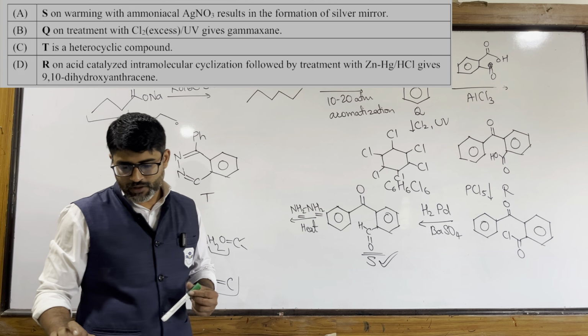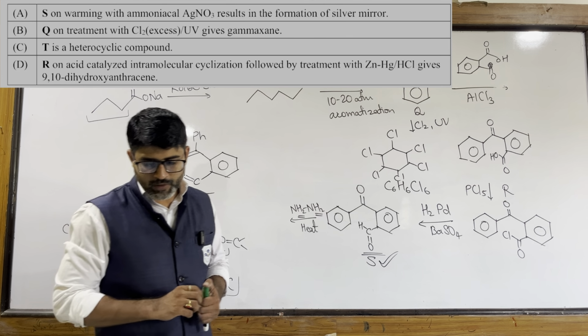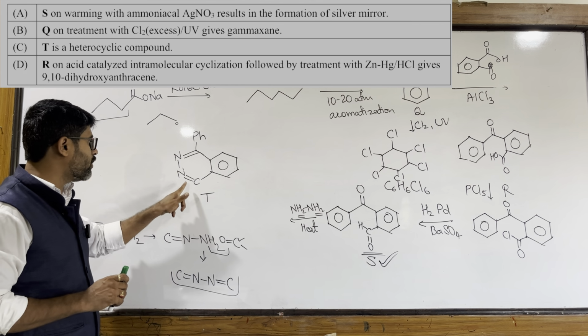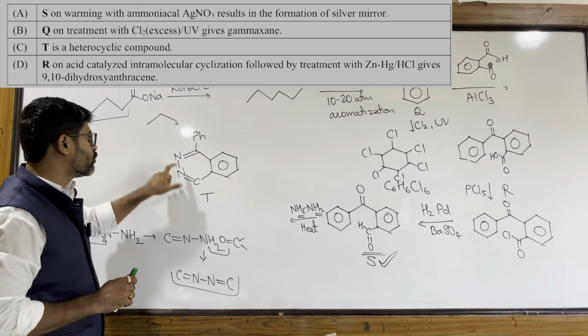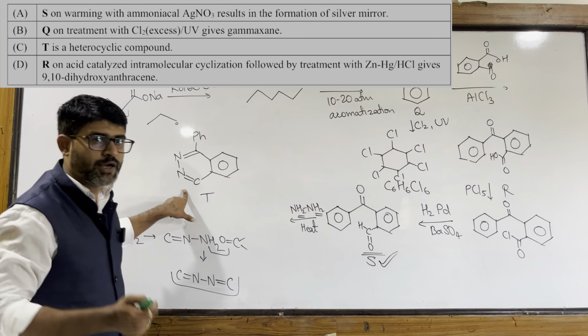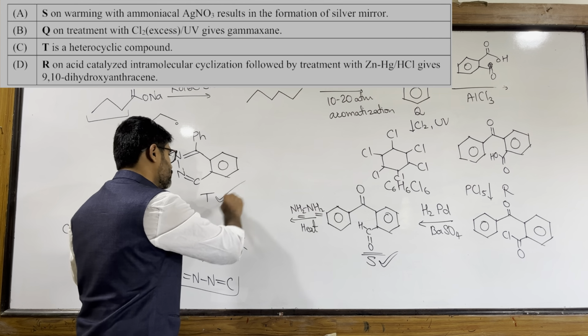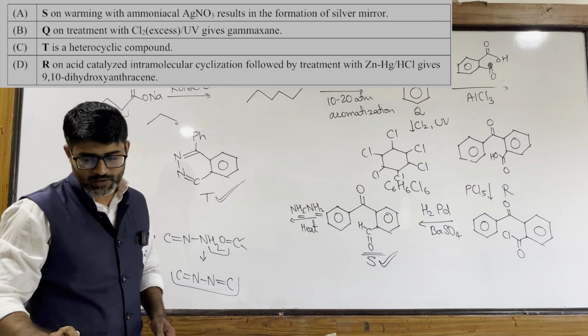And option C is: T is a heterocyclic compound. T is a heterocyclic compound, we have these two heteroatoms. Nitrogen atoms are heteroatoms here. So this T is a heterocyclic compound. So option C is also correct.